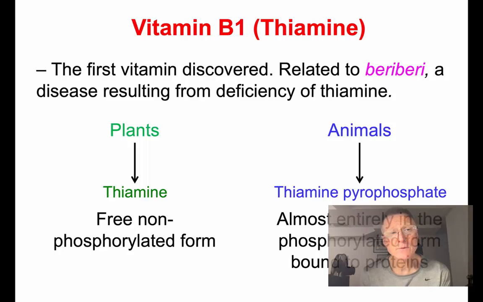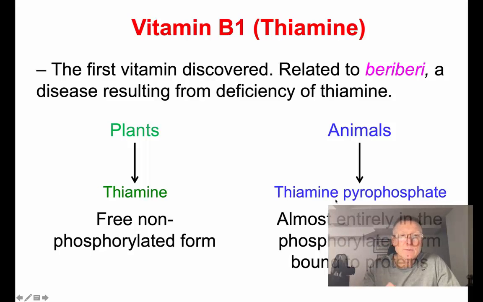So actually this was the first vitamin discovered, and it was related to a condition called beriberi, which is a disease that results from the deficiency of thiamine. And thiamine, there are 2 sources of it. You have it from plants. We call it thiamine, that is the free or non-phosphorylated form. And we have it in animal products. We call it thiamine pyrophosphate. It's almost entirely in the phosphorylated form, and it's bound to proteins.